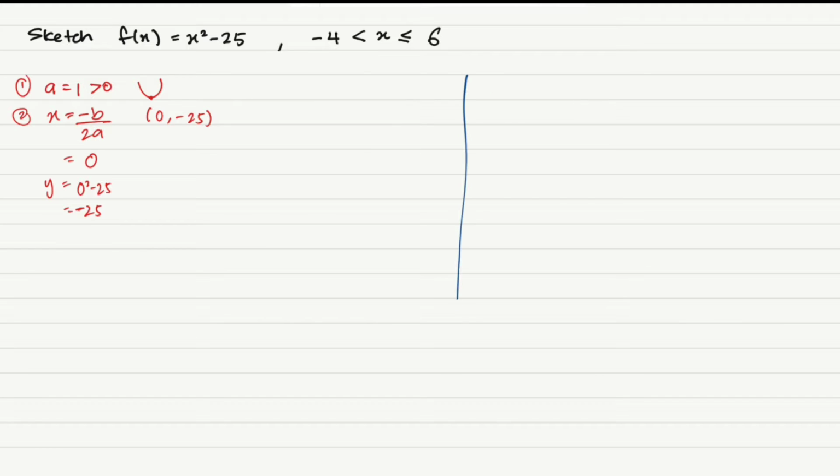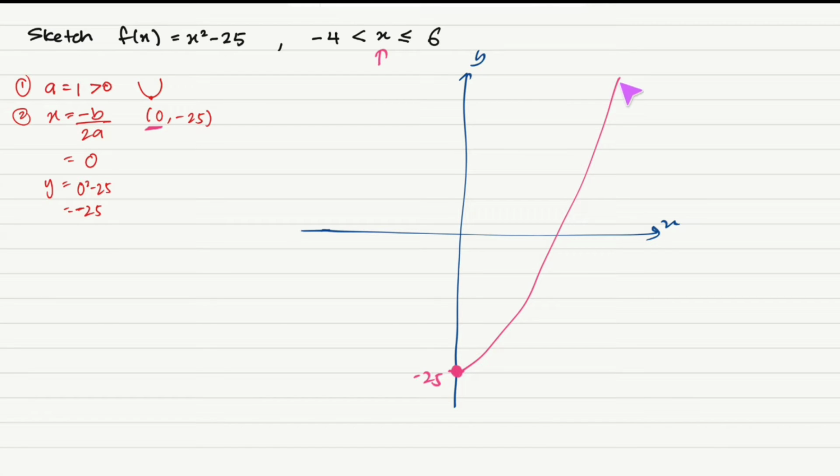So draw your x and y axis and then plot your point. The point is (0, -25), which is situated here. x is 0, y is negative 25. So should it be a dense circle or empty circle here? Well, x equal to 0 is situated in this domain. So that means the value of x equal to 0 is included. So that's why we write a dense circle here. Right, next. The shape looks like a smile-shaped graph. So from this minimum point, we should go up and draw this smile-shaped graph.